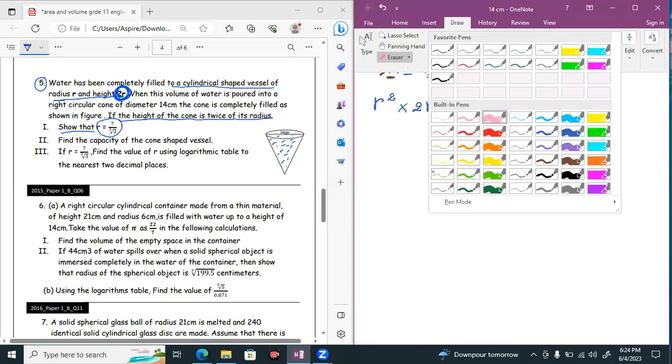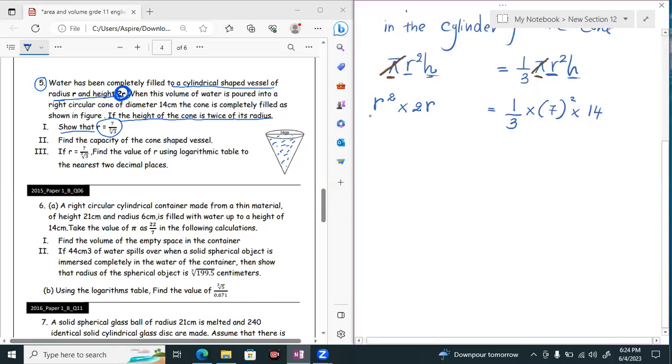First of all, you have to simplify. Here r squared times r is r cubed, and here it is 2. Now here the coefficient is 1, 1 into 2 is 2. So 2r cubed is equal to 1/3 times 7 squared times 14.